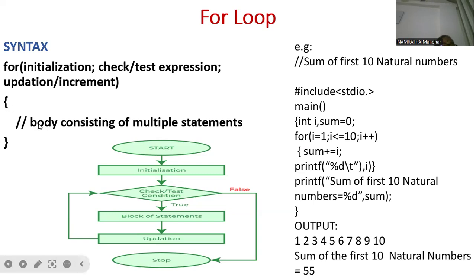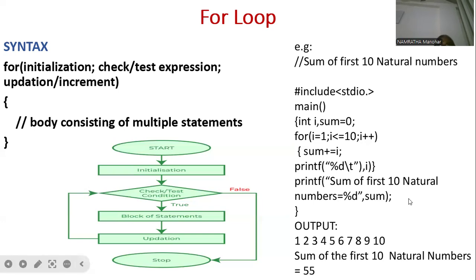Then you open the for loop with the open brace, and then you write the body of the loop and close the body of the for loop. Now, what is the flow chart for this? You start, you initialize the counter variables. Then you check the test condition. If it is true, you execute the body block of statements. After executing the block, you update your counter. Once you update your counter, again you check the counter variable. If it is beyond the limits, the condition is false, and you come out of the for loop.